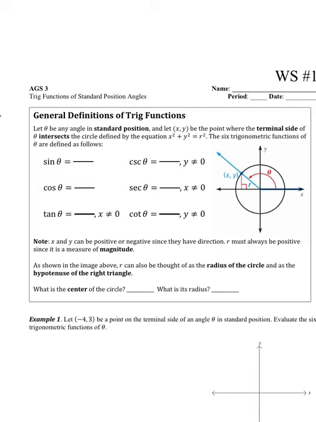The first thing the problem says today is: let theta be any angle in standard position and let x and y be the point where the terminal side of theta intersects the circle defined by the equation x squared plus y squared equals r squared. Okay, so what we're going to do here is x squared plus y squared equals r squared.